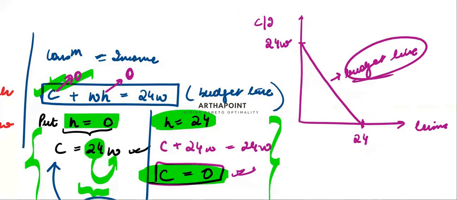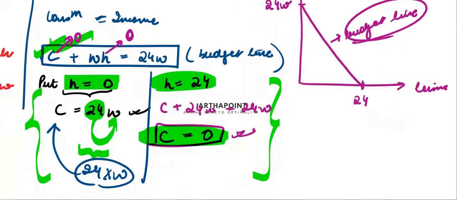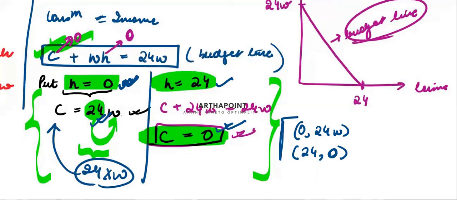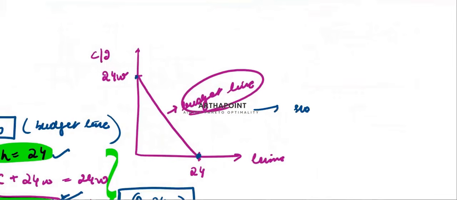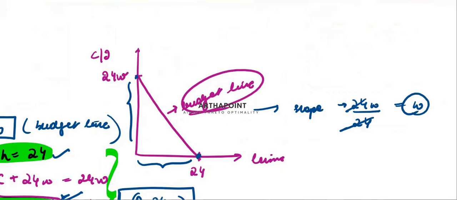General way of writing the budget line. So how do you plot any line? You just take these extreme points. So the first extreme point is 0. When leisure is 0, your consumption is 24 into W. So one point is leisure is 0, then income is 24W. And the other point is when leisure is 24, then your consumption or income is 0. I've just plotted these 2 points and joined them by a line. What will be the slope of this budget line? Slope is always perpendicular by base, okay? So it will be 24W by 24. So it will be W. This is the slope.